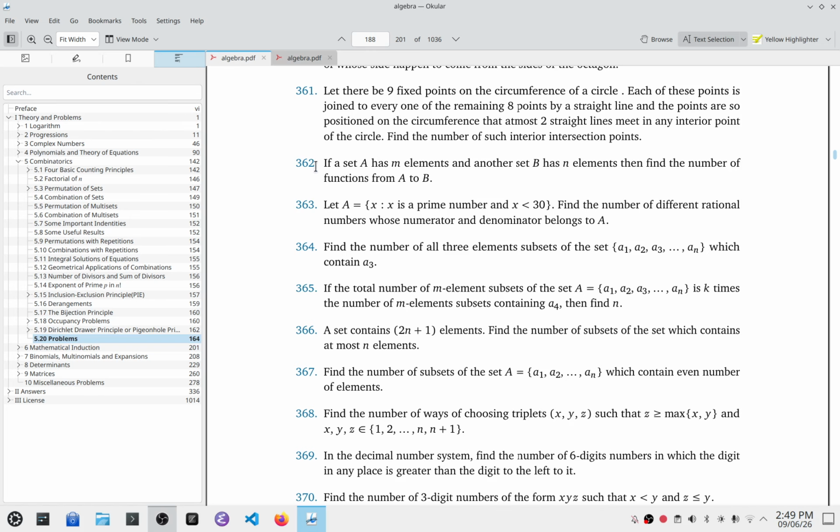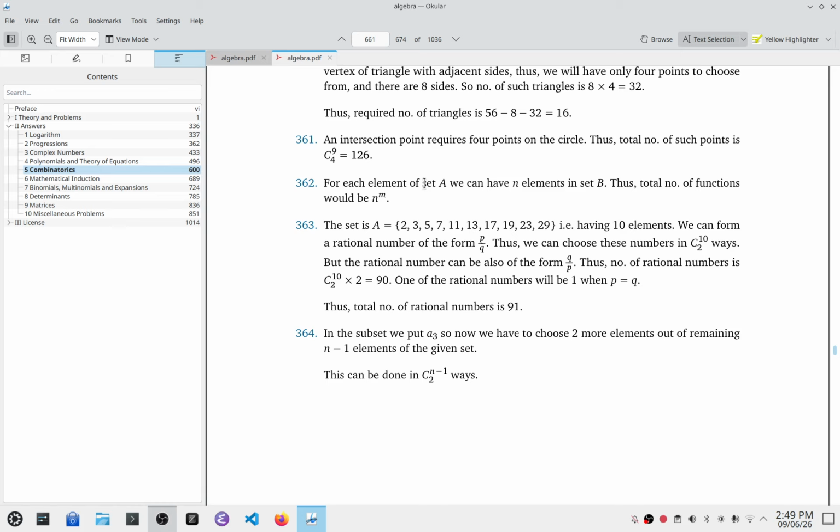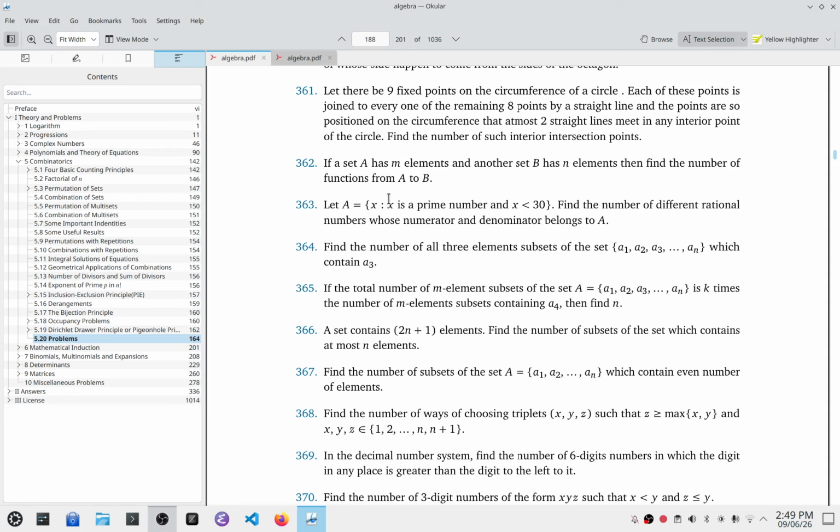Question 362 says that if a set A has m elements and another set B has n elements, then find the number of functions from A to B. For each element of set A, we can have n choices in set B. Thus, total number of functions would be n to the power m.